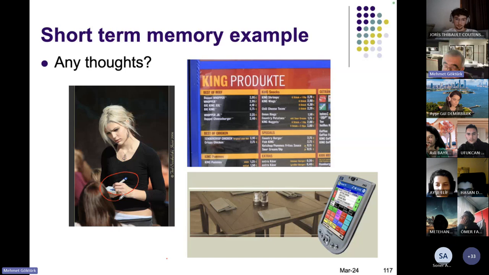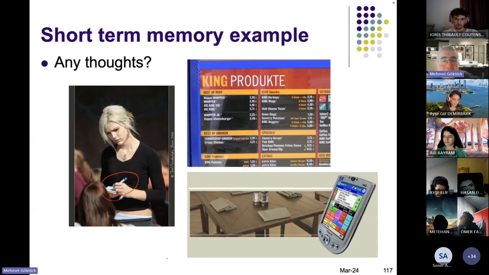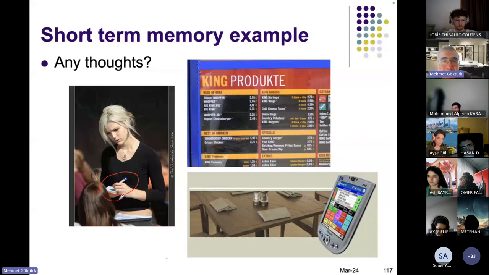Even if they use slide notebooks, they come back and who wanted Coca-Cola? They know that Coca-Cola is asked, but who wanted it? So it's very difficult.